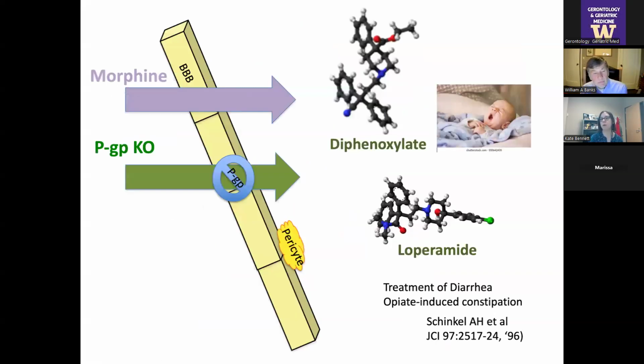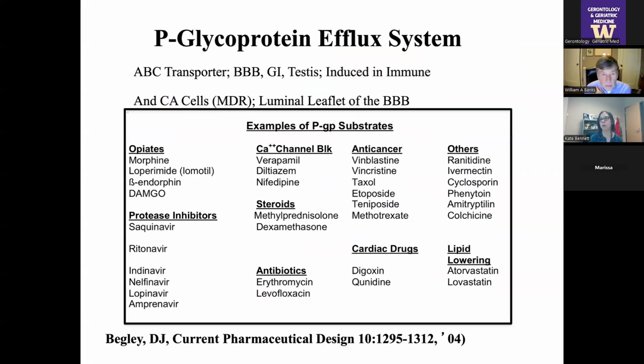But if you have a knockout animal, PGP, and you give these drugs, they get into the brain very well, and they have the same set of CNS effects as morphine. So there's lots of PGP substrates. It's a very ubiquitous, very promiscuous transporter, and it has more classes of drugs than most transporters have actual drugs.